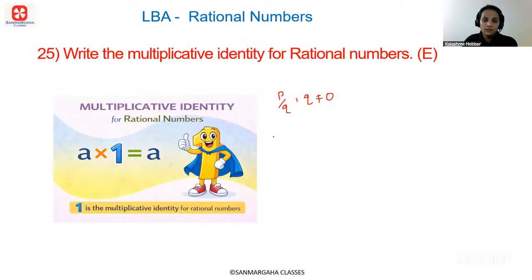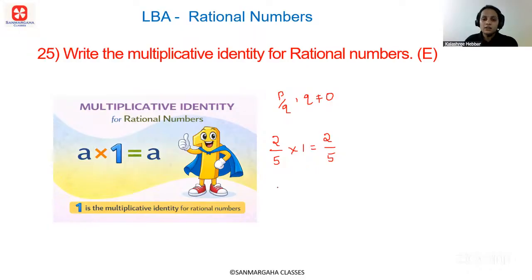Say for example, if you have the rational number 2 by 5, which is in the form of p by q. So 2 by 5 is a rational number, and if you multiply by 1, what is the answer? That is 2 by 5 only. By multiplying 1 with any number, its value does not change. So 1 is the multiplicative identity for rational numbers.